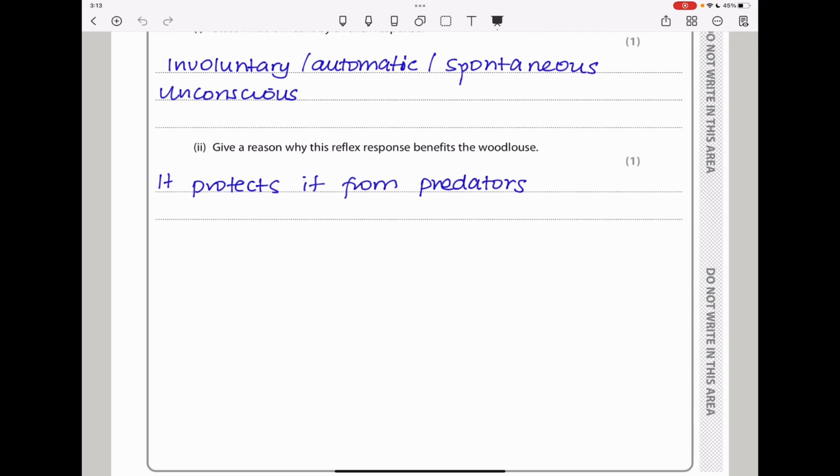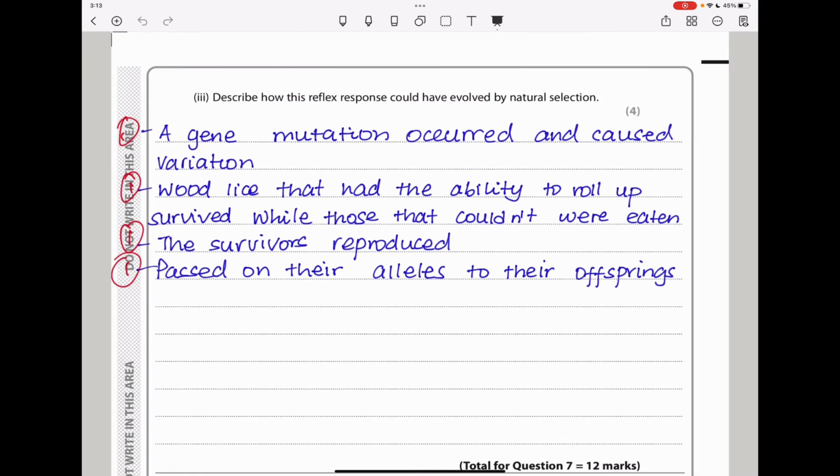So continuing on to the next page, here they say describe how this reflex response could have evolved by natural selection. Every time they talk about natural selection, you have to know a random mutation. You have to talk about a random mutation. Then you talk about variation. Then you have to talk about, of course, survival, reproduction, and then passing on the alleles to the offspring.